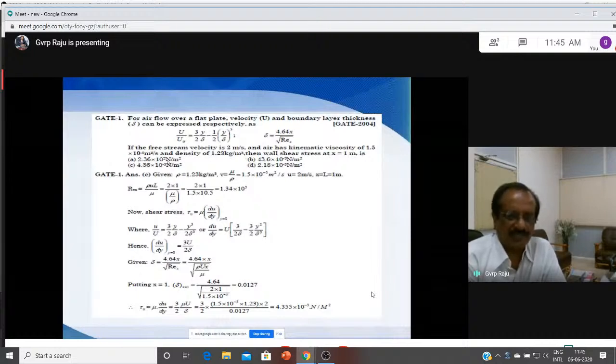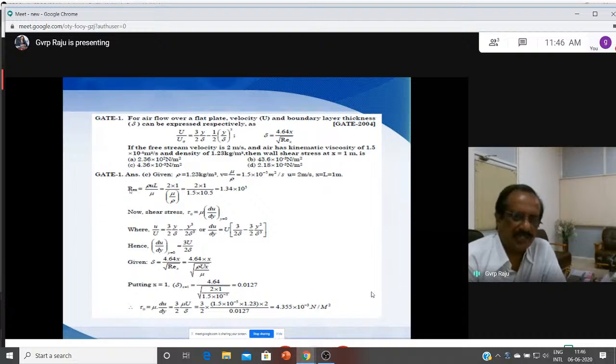So we have the data here: rho, the mass density, is known, and kinematic viscosity is equal to the dynamic viscosity divided by rho, which is given as 1.5 into 10 power minus 5 meters square per second. U is 2 meters per second, and x is the distance up to which the flow is laminar, that is 1 meter here.